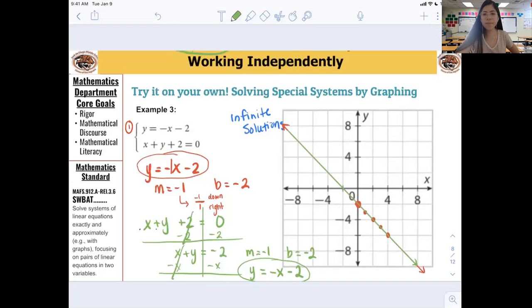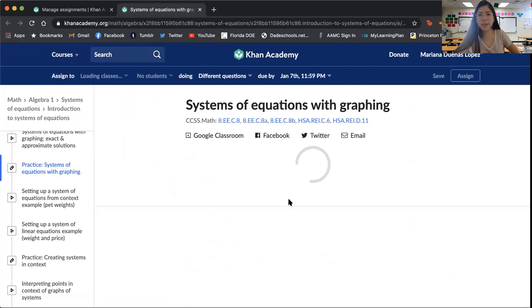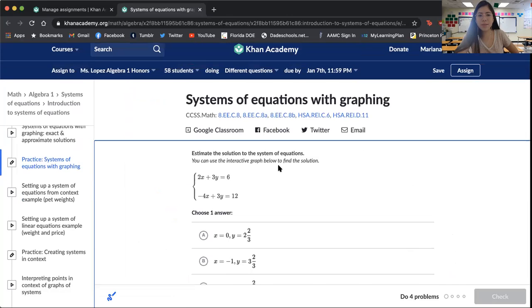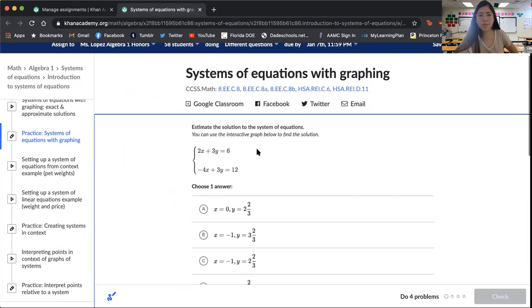Yes, okay. Let me share my screen. It's kind of taking a moment to load, but okay. So here's what the problems actually look like. It shows you your system. Now, some of these are harder than others.